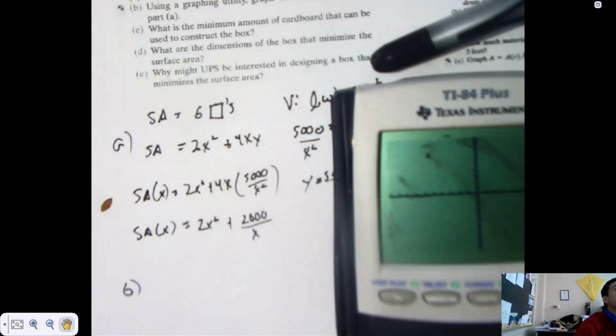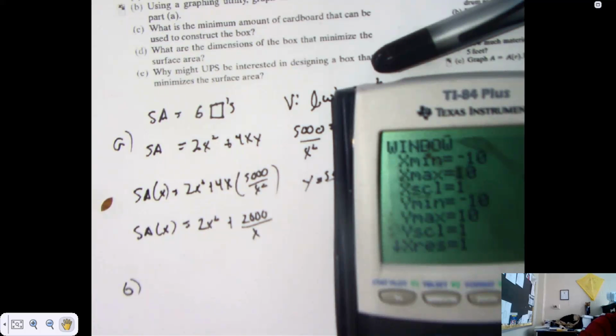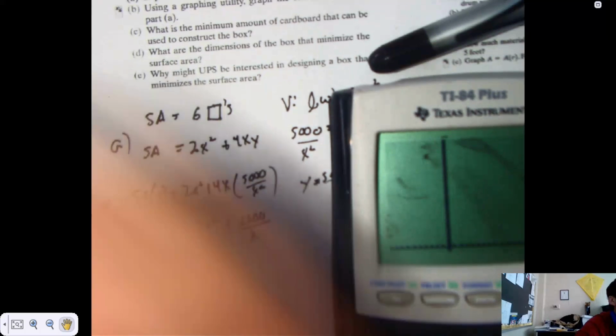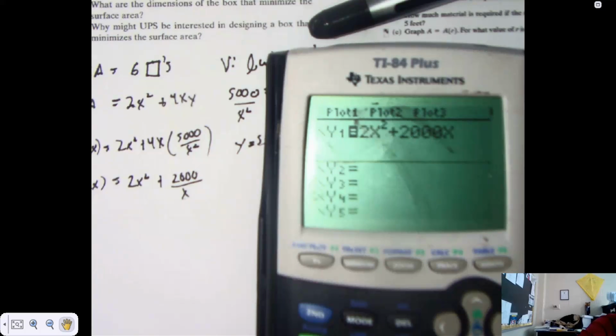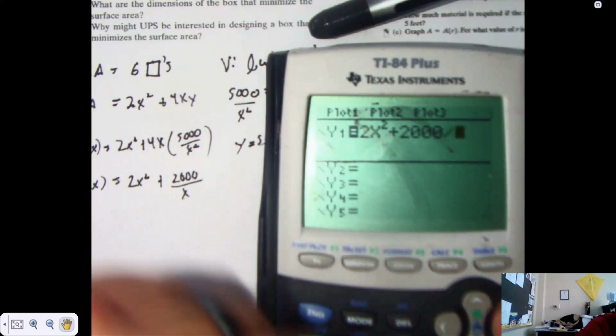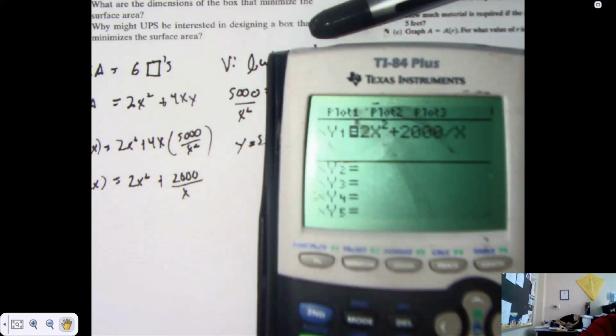Assume 6 is probably worthless. And it is. So I'm going to go on the hunt. I'm going to look up 300 units, and I'm going to look to the right about 20 or so. See if I start seeing anything. And I saw nothing. Because, for one, I put the function in wrong. Still saw nothing. 2x squared plus 2,000 over x.